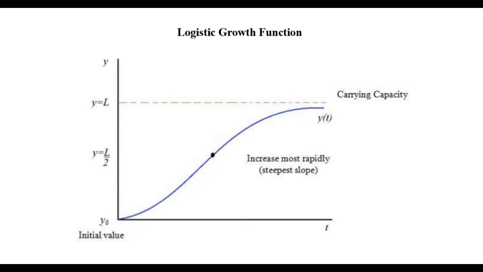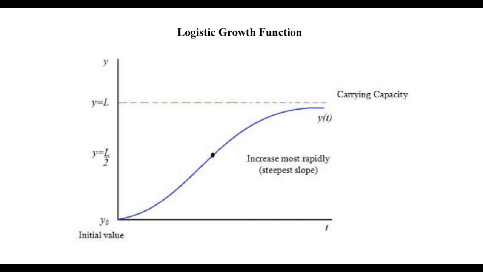And we have some special terms labeled here. y sub 0 is considered our initial value for a logistic growth function. So that's going to be like our initial condition. And we have this value here, y equals L, which you'll notice is drawn as a horizontal line. And that has a special name called the carrying capacity.